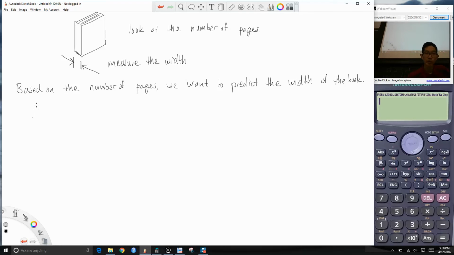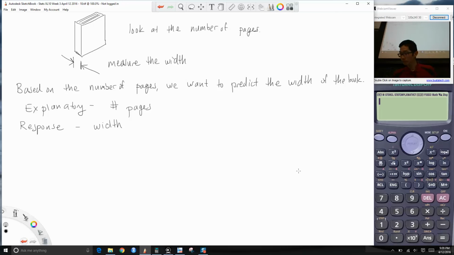So which is my explanatory variable and which one is my response variable? Number of pages is the explanatory variable, and the response is the width. Right. The explanatory variable is the number of pages because we are using that to make our prediction. And the response is the width because this is the variable that we are predicting. Is that good with everybody?